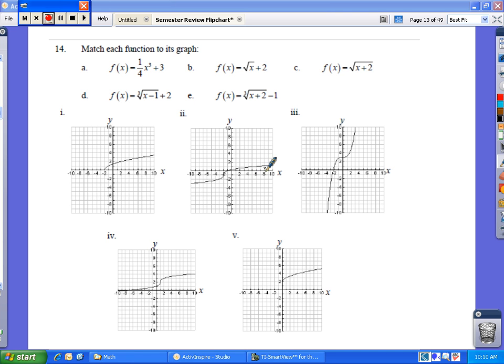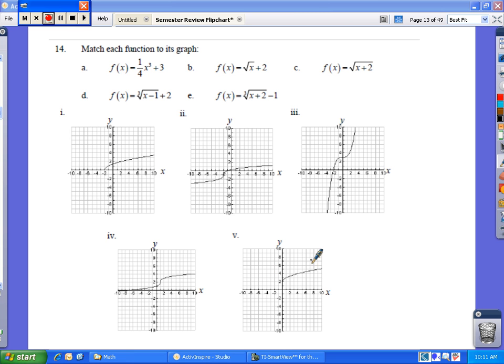All right, so for number 14, we're going to match each function to its graph. And notice that we have some graphs of radicals, and we have a graph of exponential. So one thing that we could do is plug these into our graphing calculator and see what we get. We could also look at the characteristics of each graph to tell what happens.